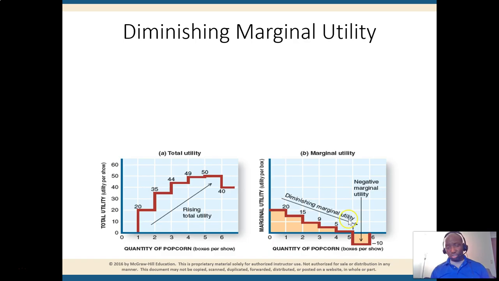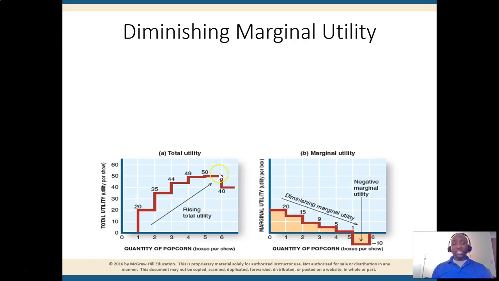If you want to apply math here, the first derivative, which is basically your marginal utility, from here to 50, is positive. That's why the total is increasing. Now it's increasing at a decreasing rate, so the marginal is going down. If you compute the second derivative, basically 15 minus 20, it's going to be negative because it's going down. So it's increasing at a decreasing rate.